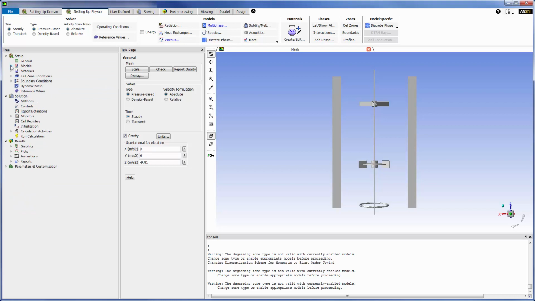Using these model settings, I could run a multi-reference frame simulation, which provides steady-state data, or a moving mesh simulation, which provides transient data. For my analysis, I only need steady-state data, so I will set up the computationally less expensive multi-reference frame, or MRF simulation. The key to setting up a MRF simulation lies in the specification of cell zones. This is where the motion of each component within each reference frame is defined.